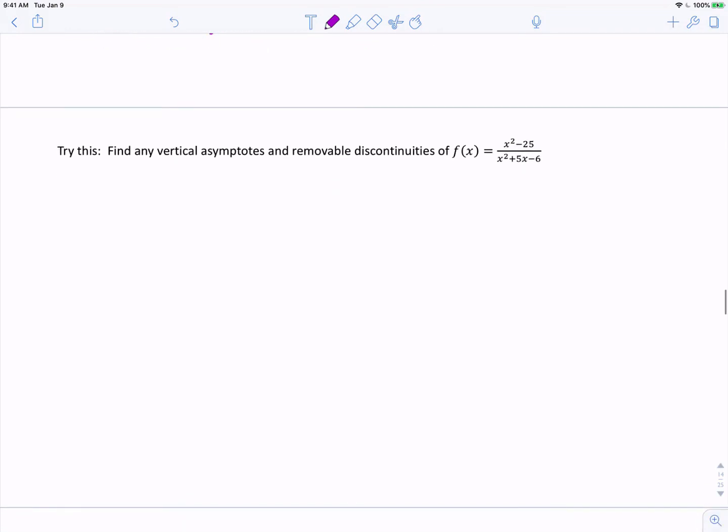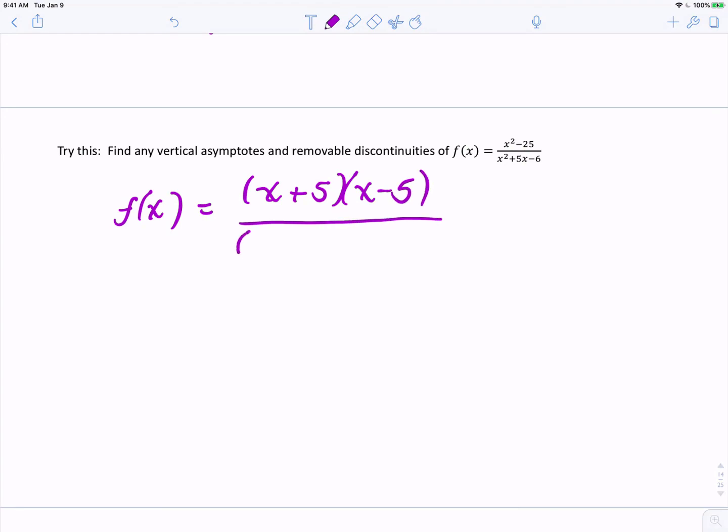So let's just go over the solution to that together. f of x will factor on top as x plus 5, x minus 5. The denominator is going to factor as x minus 1 times x plus 6. Let's just check that. That would give us negative 1x plus 6x, that's 5x. Yep, that's how it factors.